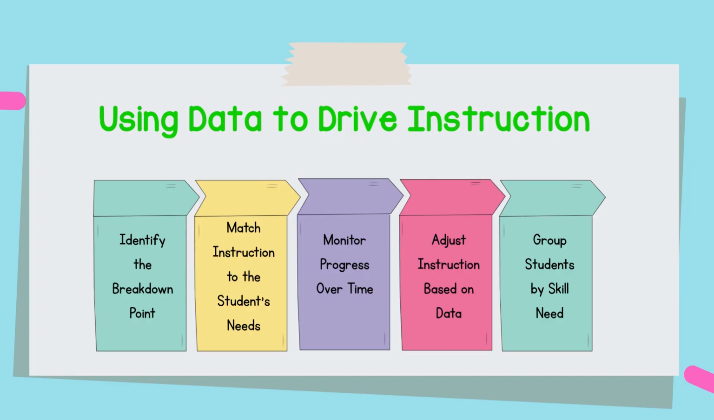The third step is to monitor progress over time. Monitoring progress is essential for knowing whether instruction is working, but we will cover this more in depth in an upcoming module. For now, remember, progress monitoring helps you see patterns, adjust pacing, and determine whether a student is ready to move on. The fourth step is adjusting instruction based on data.